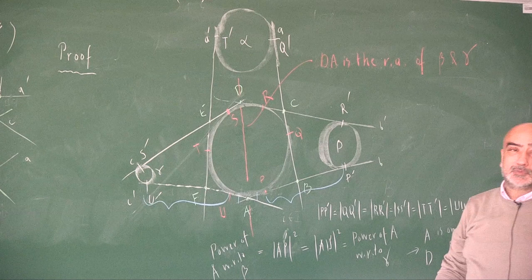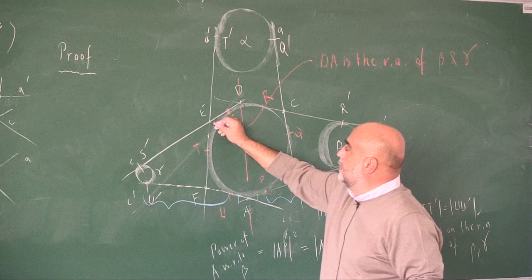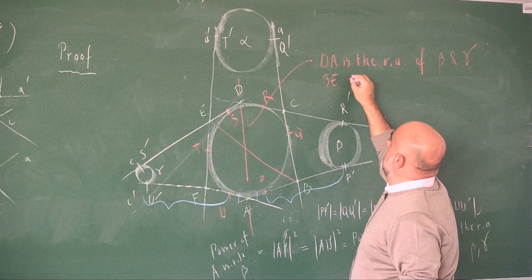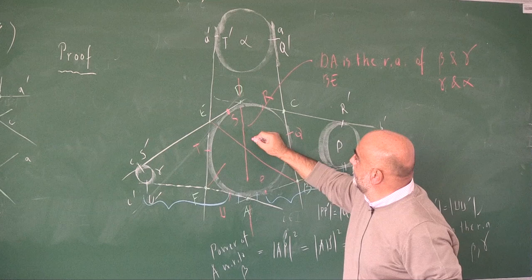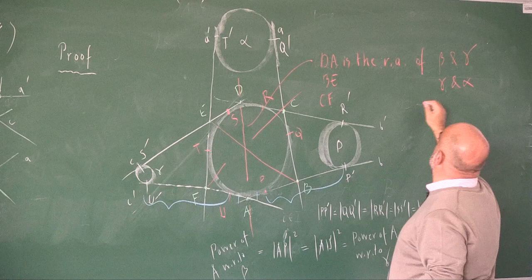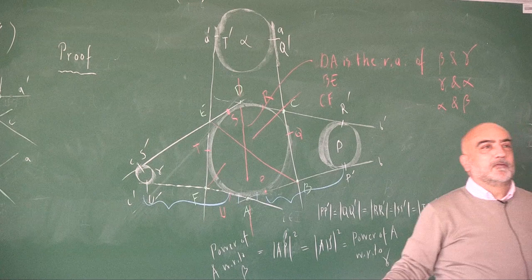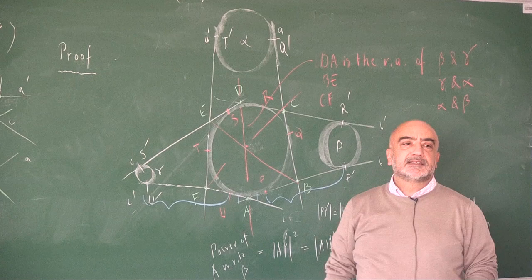I leave it to you to check that if you join B and E, BE is the radical axis of gamma and alpha. You can use exactly the same argument. Finally, CF is the radical axis of alpha and beta. You have got three radical axes of three circles. They intersect in a single point, which is the radical center of alpha, beta, and gamma.